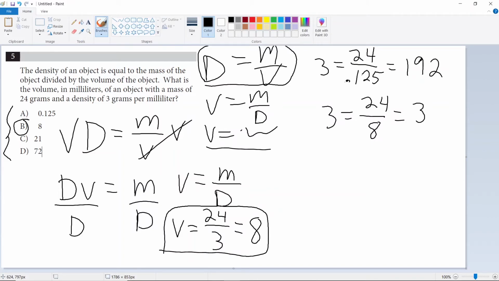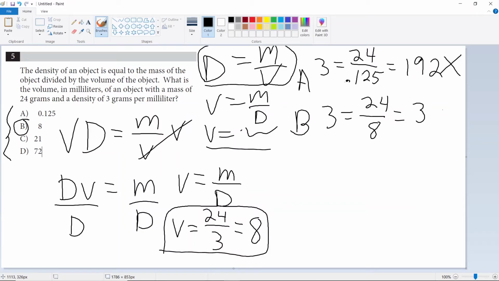Oh my goodness, making mistakes. And then make sure I bubble exactly what I've circled. You'd hate to circle the right answer and then bubble the wrong one anyway. So 3 equals 24 divided by 8. That equals 3. 3 equals 3. Yes. All right, let's try answer choice C. A didn't work. Put an X next to it.